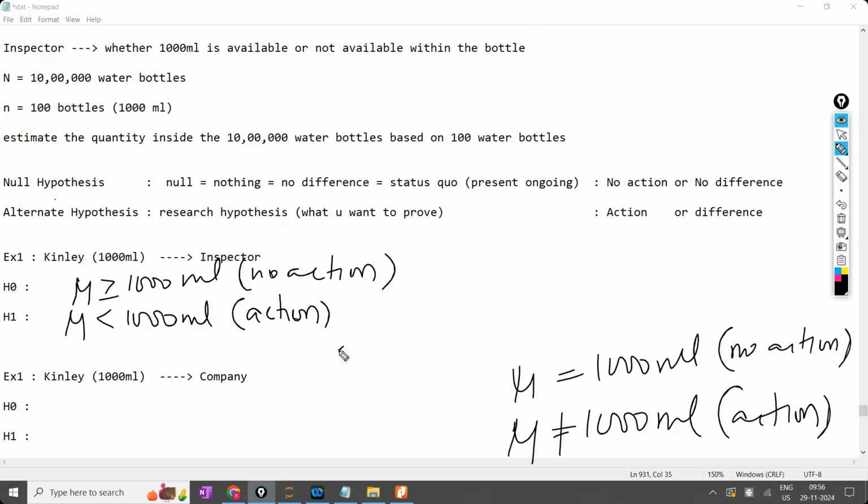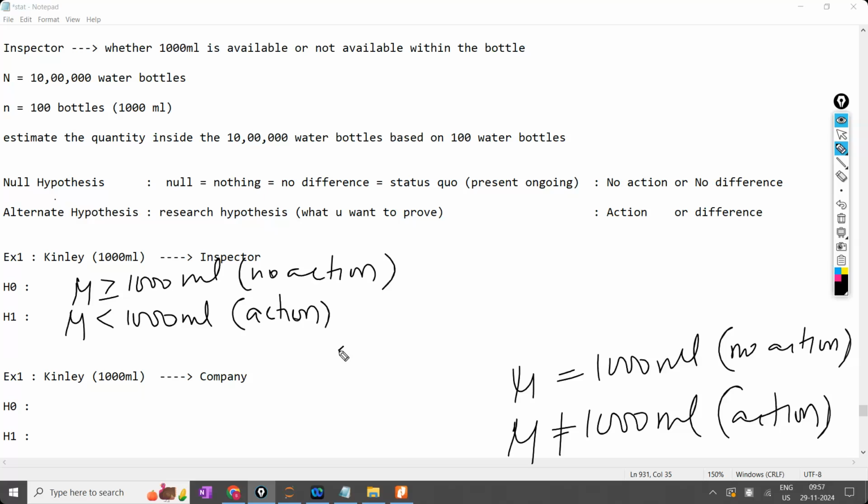This is from the company point of view. This is from the inspector point of view. Is the point clear? It depends on from which person's point of view you are going to see this. That is also important. Is the point clear for everyone? So for the Kinley water bottle of 1000 ml, where mu is exactly equal to 1000 ml, no action.